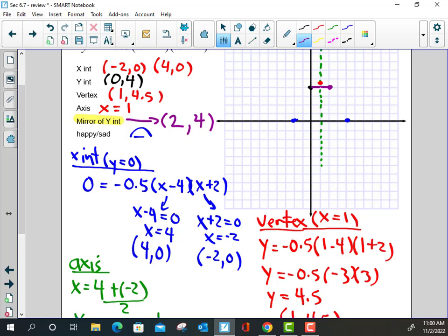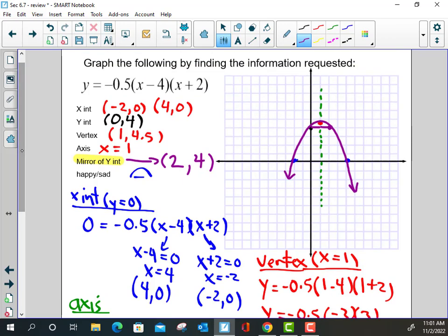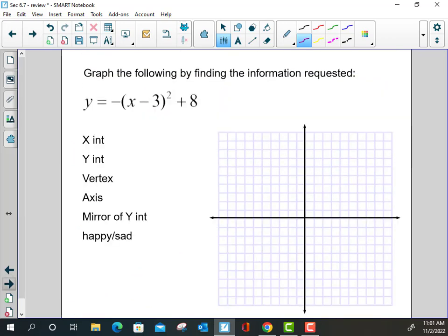And once I have all those pieces, I can connect the dots, and there is my nice sad curve with all of the things required that I had to find. Cool? All right, let's do one more. What if we have this one?